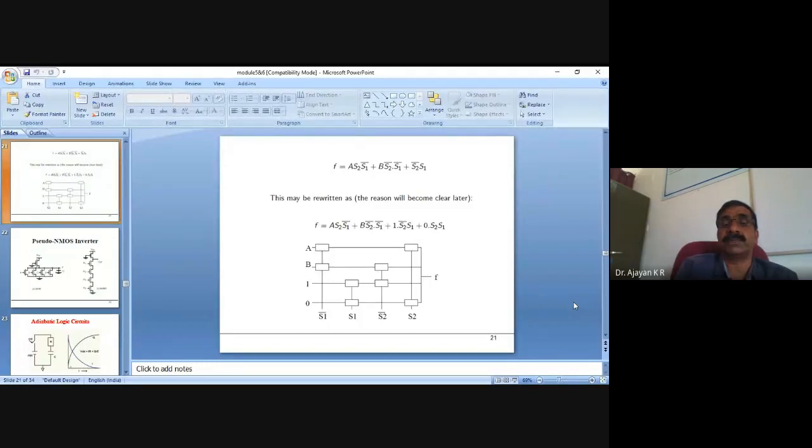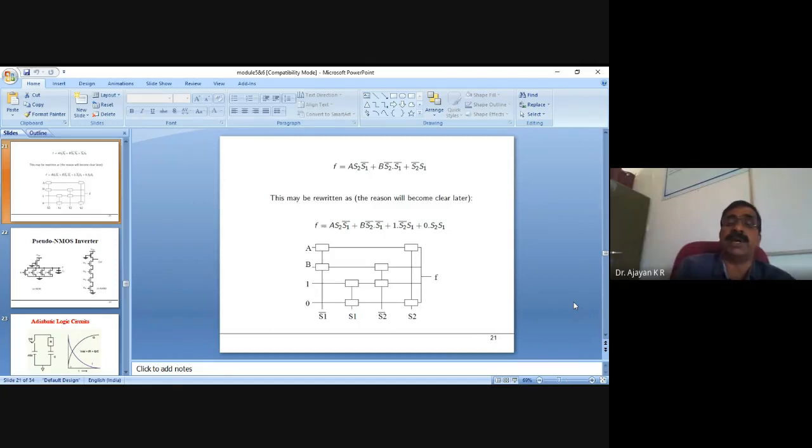So the first top 2 combinations will give a function, that is A S2, A S1 bar. The second line will give B S1 bar, then the next is B S2 bar. So that line will be S1 bar, S2 bar. Then you will get a 1, that is, the third term is independent of A and B, but it is a 1. That is the case S2 bar and S1. So 1 is controlled by S1 and S2 bar.